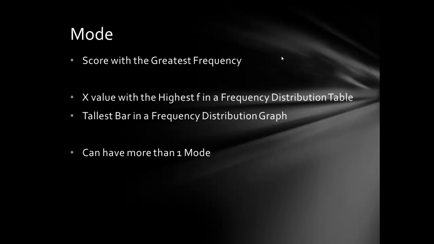You can also have more than one mode, but unlike the median where you can have two midpoints and you find the average of the midpoints and the end result is a single number, for the mode you will actually have multiple numbers. You won't find the average of those numbers. Or you can just have one most frequently occurring score and then you won't have multiple modes.